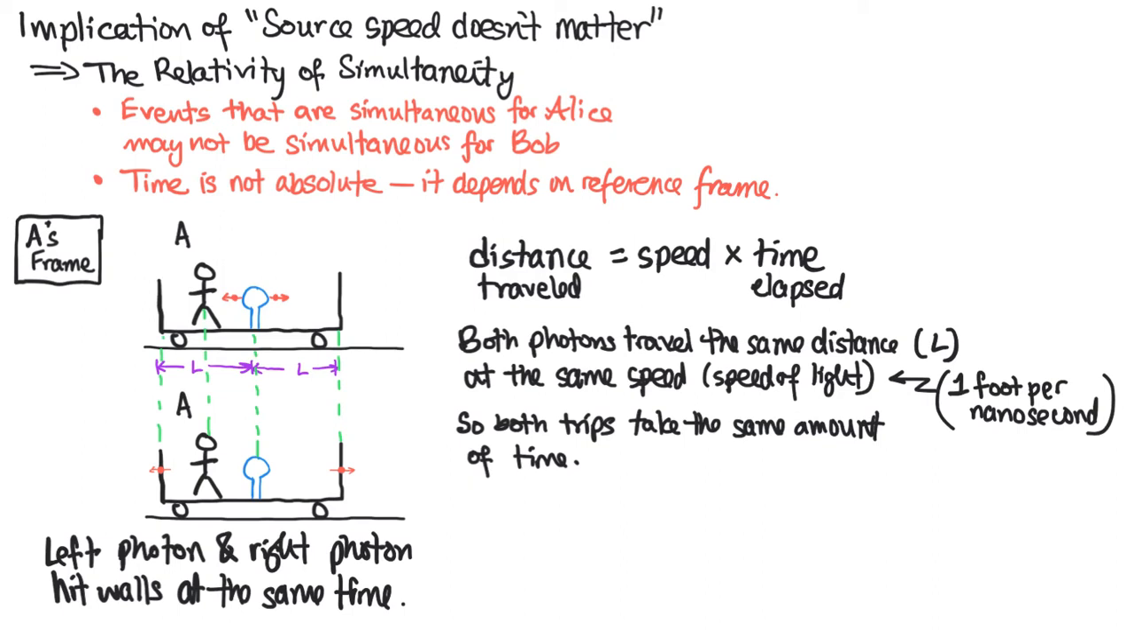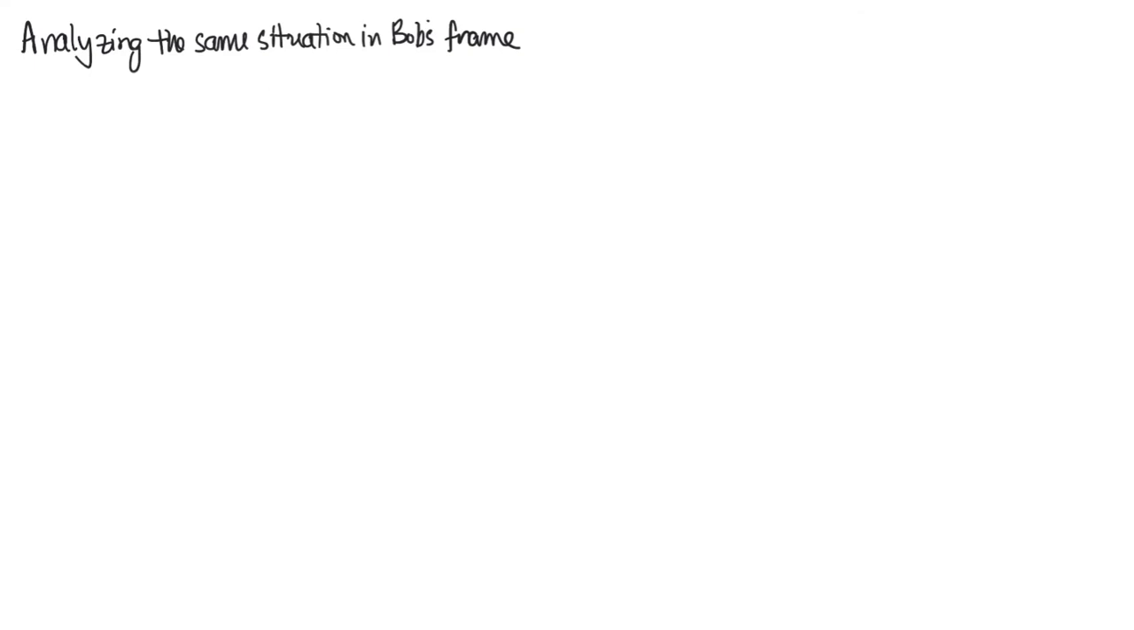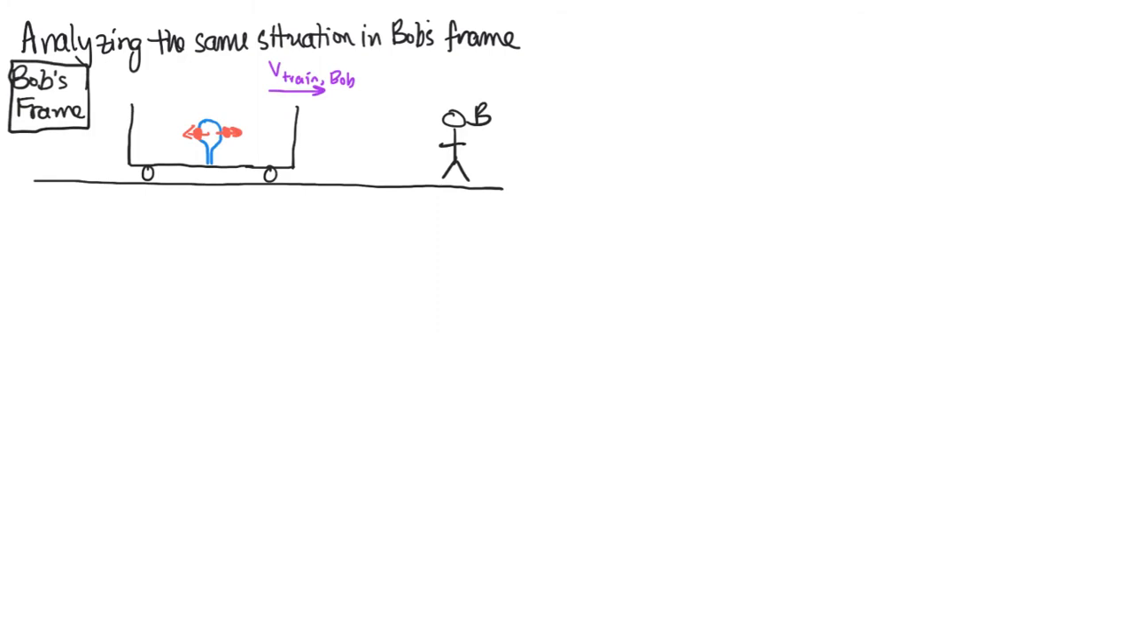Okay, so in Alice's frame, there's really not that much to say, right? Everything's pretty straightforward. The photons leave at the same time, they arrive at the same time, their arrival at the walls are simultaneous. Okay, but let's see what happens when we analyze the same situation in Bob's frame. So in Bob's frame, by definition, Bob is at rest, and now the train is moving. The 2 photons are still emitted from the middle of the train, and they're still emitted at the same time. One moving to the left and one moving to the right.